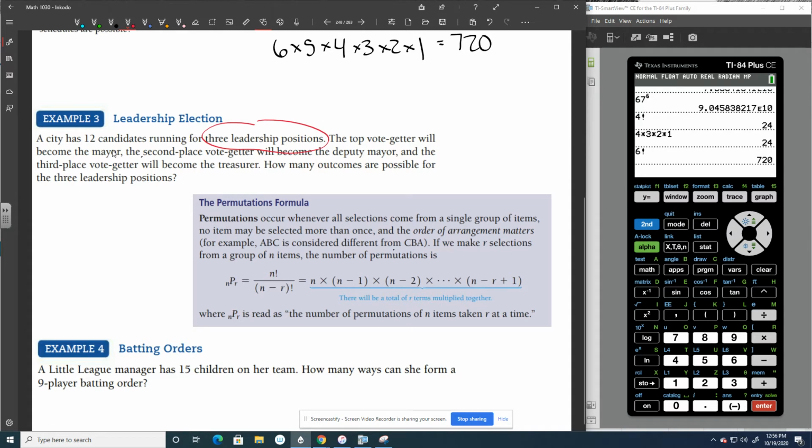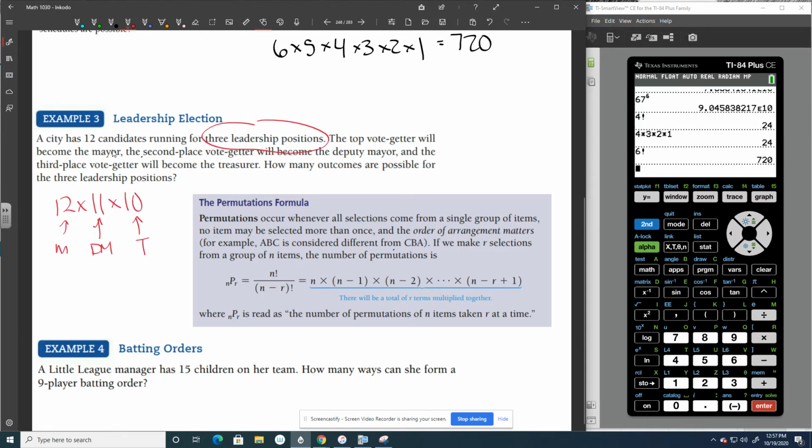So my first choice, there's 12 different candidates I can choose from. And then there's 11 different people left to be the second choice. And then there's 10 people left to be the third. But that's it. I'm only choosing 3 positions. So I'm only doing 12 times 11 times 10. And order still matters because whoever gets chosen first becomes the mayor. Whoever gets chosen second becomes what they call it, the deputy mayor. And whoever's third becomes the treasurer. So it does matter which order the 3 people are chosen.